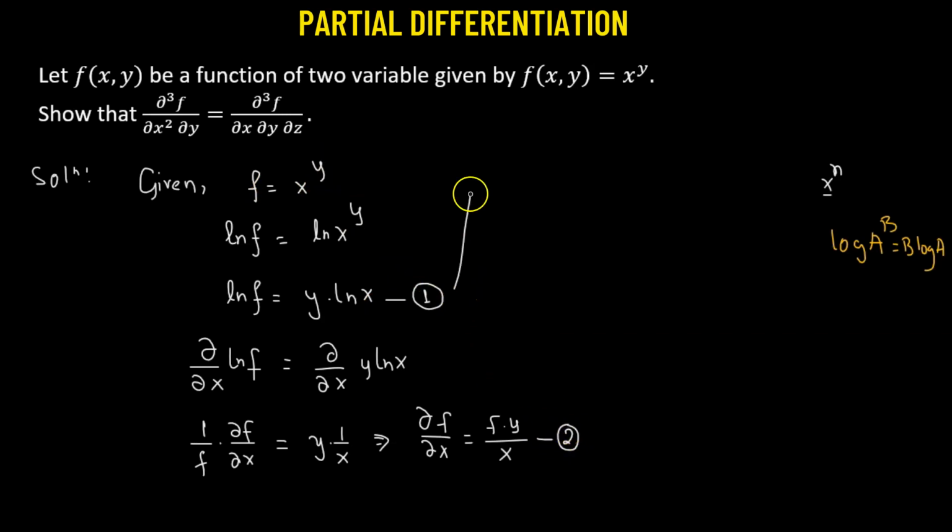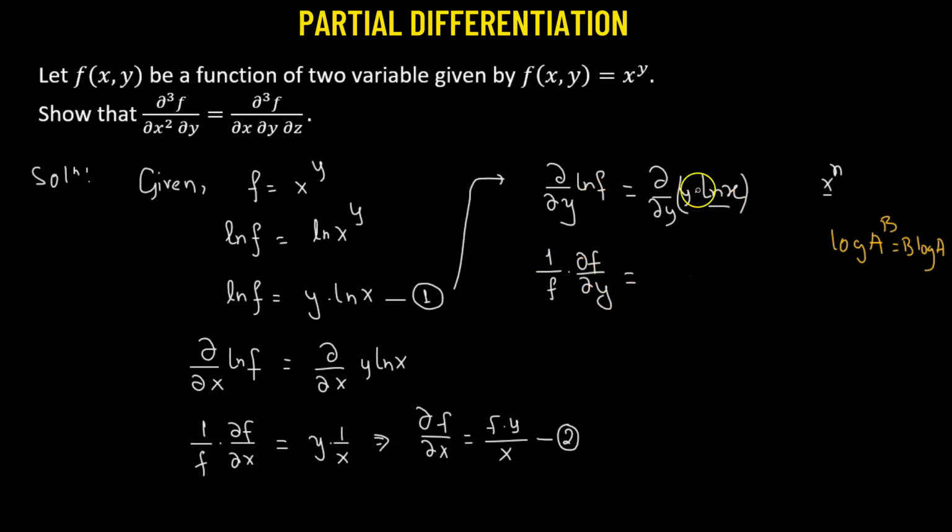Now using the same equation, we'll take the partial derivative with respect to y on both sides. So we have partial of log of f with respect to y equals partial with respect to y of y times log of x. The partial derivative of log of f will be 1 over f times partial of f with respect to y. This will be equal to, since log of x is a constant, we can take it out of the derivative. So we'll have log of x multiplied by partial of y with respect to y, which is simply 1. So that means partial of f with respect to y gives us the value f times natural log of x. So let's label this as number 3. So we will be using 2 and 3.